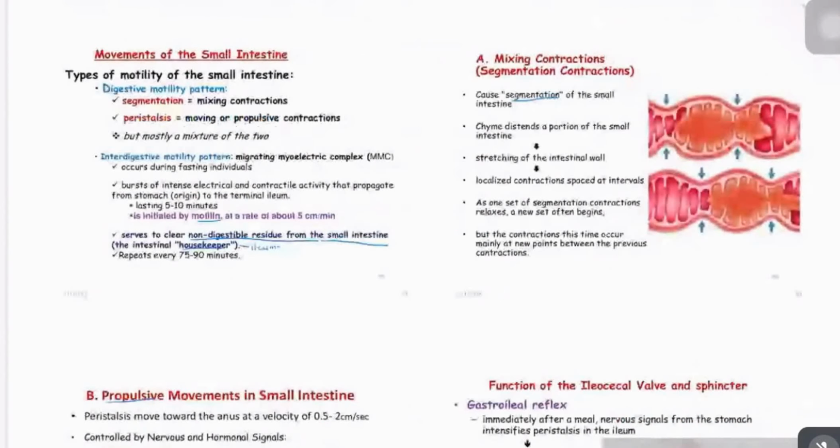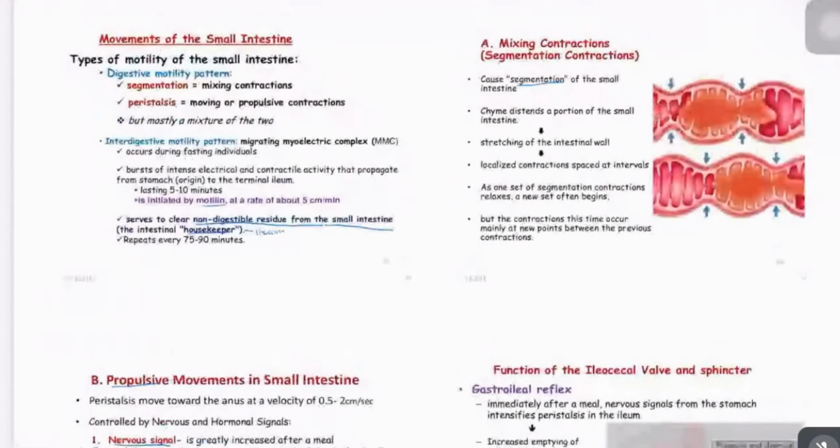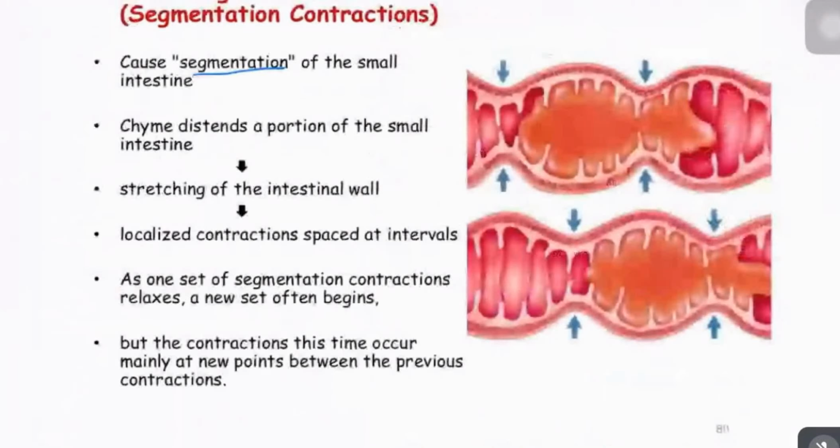Next, we have your mixing contraction, segmentation contraction caused by segmentation of the small intestine. Your chyme distends a portion of your small intestine. Then, stretching of your intestinal wall will localize contraction space at intervals. And as one set of segmentation contraction relaxes, a new set often begins. But the contraction this time occurs mainly at new points between your previous contraction.